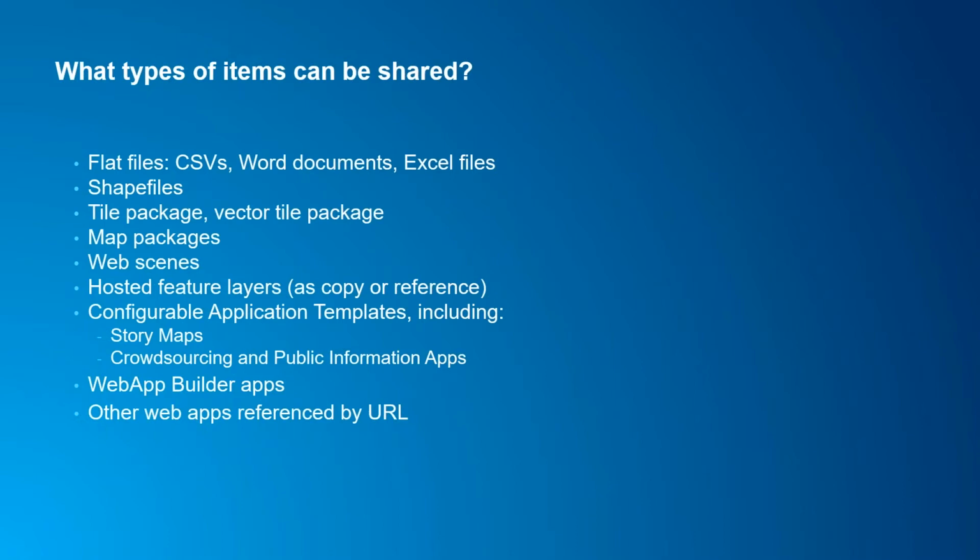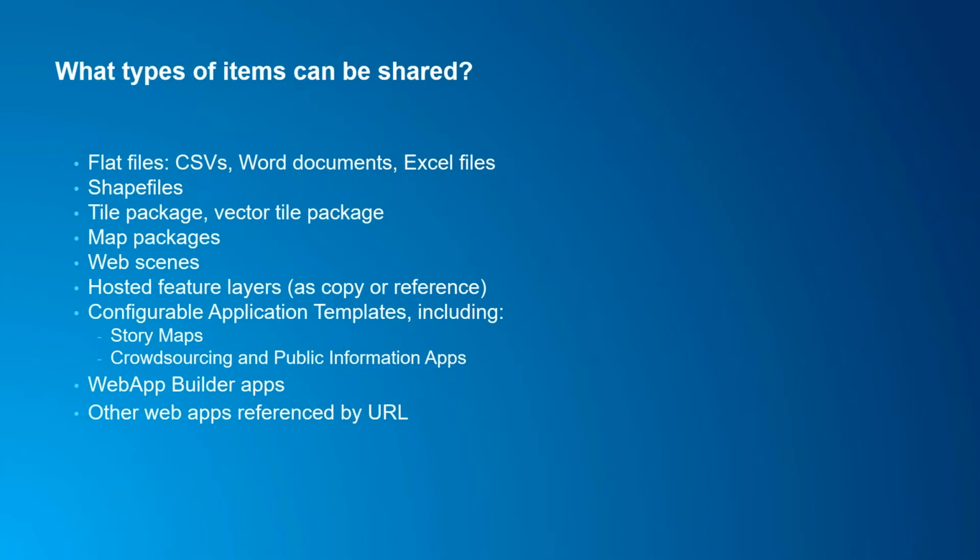So the last item I want to cover is, what type of items can be shared? And there are quite a few. Flat files, everything from CSVs or Excel files, even Word documents. Those can all be shared through a collaboration. Shapefiles, tile packages, map packages, web scenes for 3D support. I talked about hosted feature layers as copy or reference.